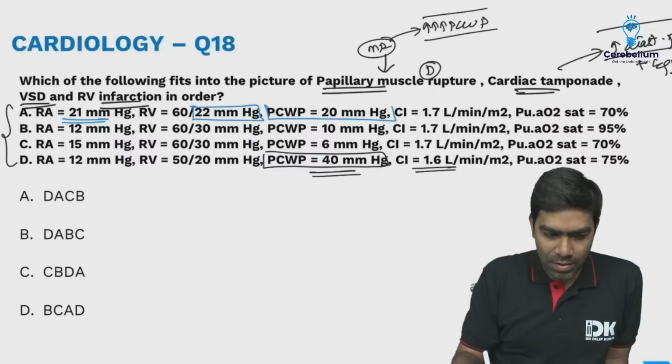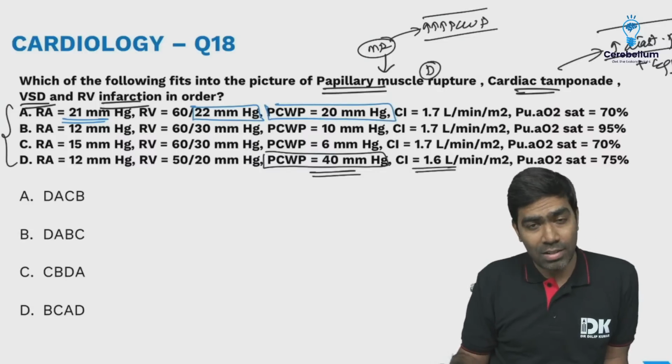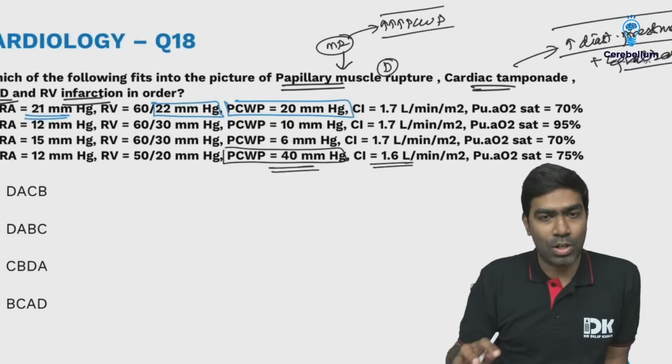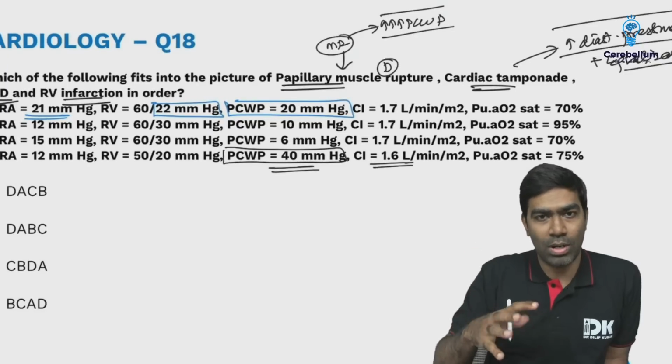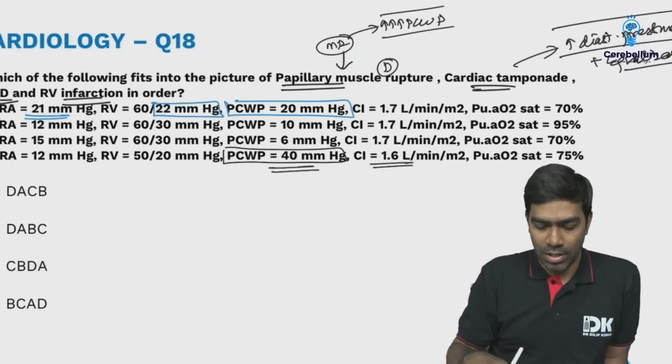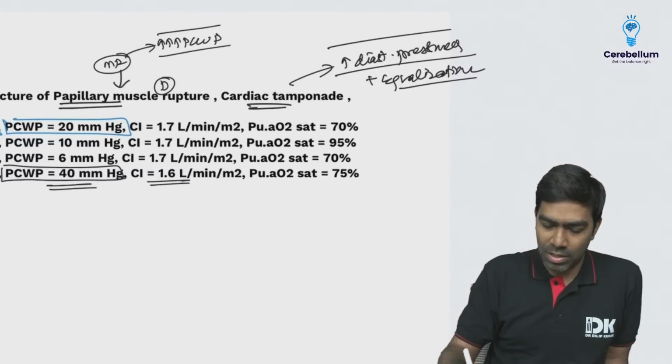Look at pulmonary capillary wedge pressure, that's 20. Okay, that's also increased because I told you PCWP normal is less than 12. It's more than 12 here. So what happens in cardiac tamponade?